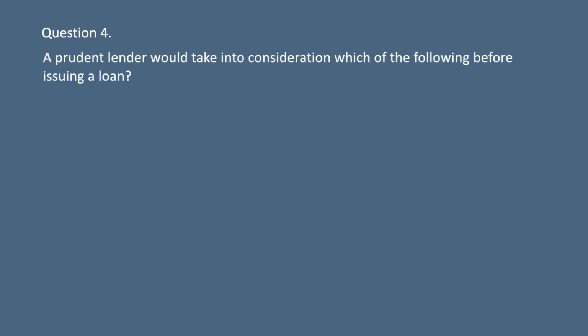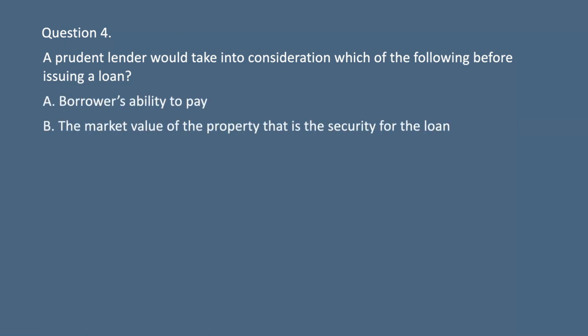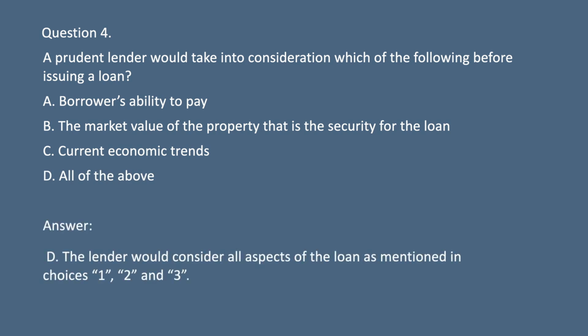Question 4. A prudent lender would take into consideration which of the following before issuing a loan? A. Borrower's ability to pay. B. The market value of the property that is the security for the loan. C. Current economic trends. D. All of the above. Answer: D. The lender would consider all aspects of the loan as mentioned in choices 1, 2, and 3.